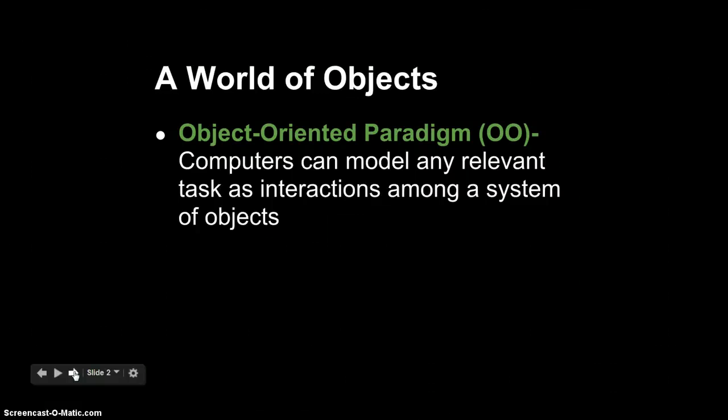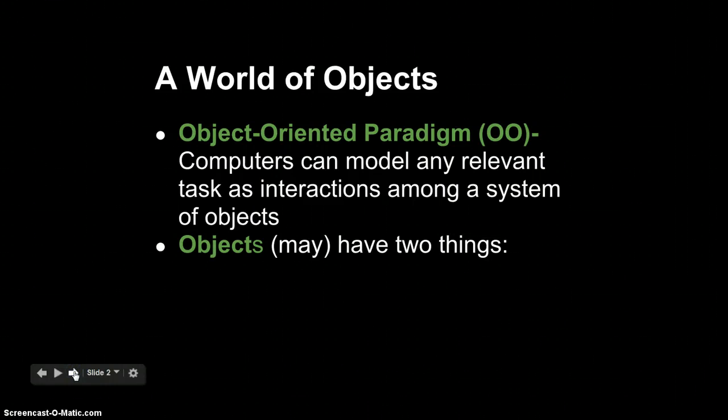Think about that. In our everyday life, are we not just objects interacting with each other? If you go into a store, you're interacting with a lot of things. You're picking stuff off the shelves, putting it in your cart, taking it to the clerk. And so we can model complicated real-world situations as interactions with objects. Crucial. Alright, so, what is an object?